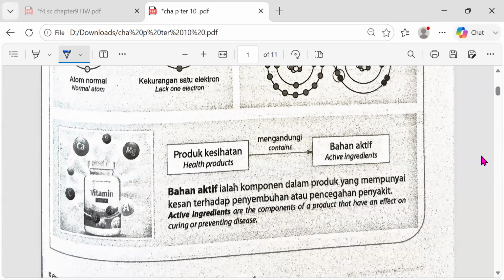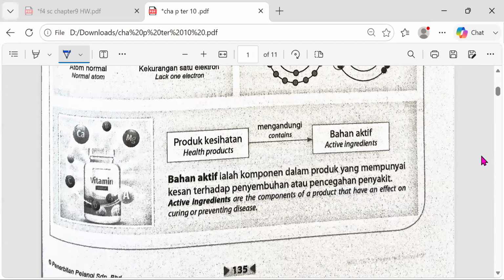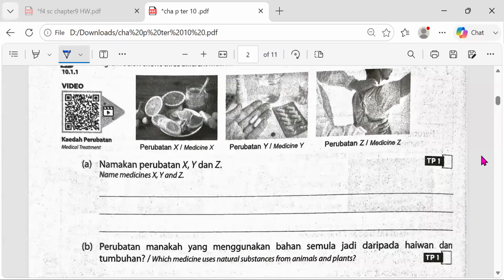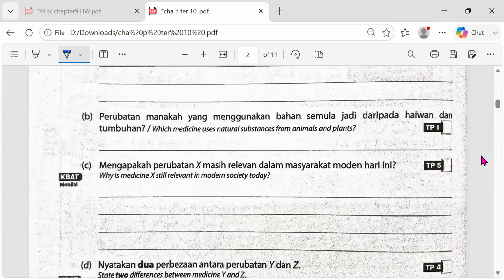Health products have active ingredients that help to prevent diseases. All right. Can you try and do this based on what I just taught you?